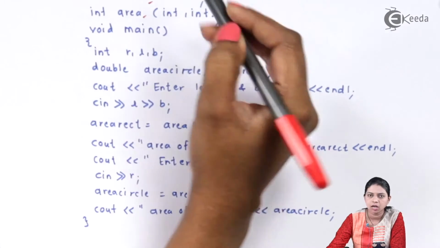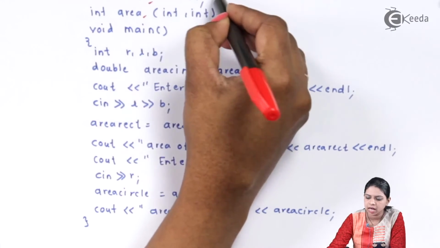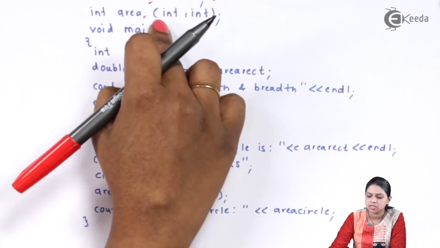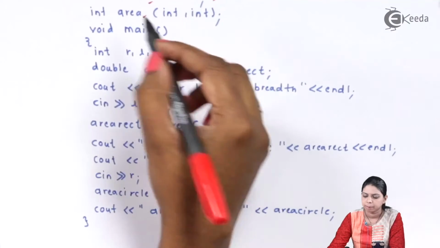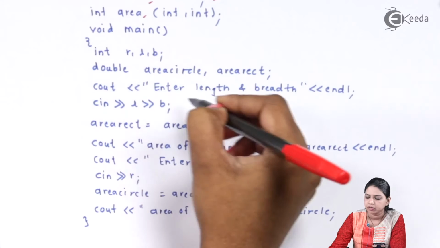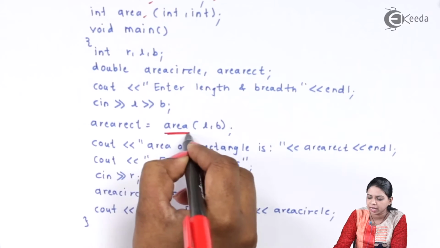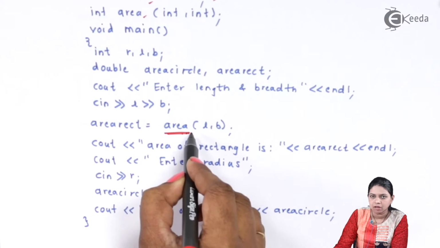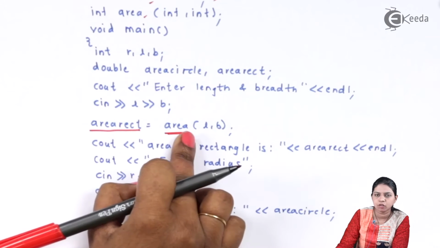But if you see here, in both places my parameters are different. In the first case, I have declared area with only one parameter, and in the second case I have declared area with how many parameters? Two parameters. Now see this program, I declared three variables r, l and b. I am telling the user to enter l and b, and then I am calling a function area, and this function's value will get collected inside area rect. So here I am calculating the area of a rectangle.